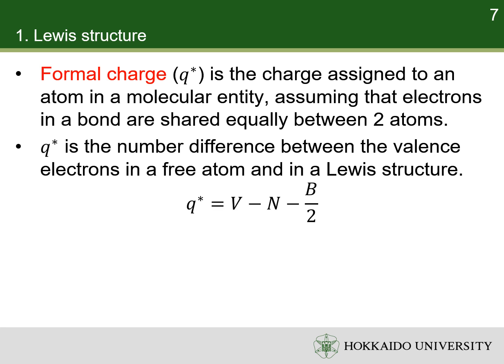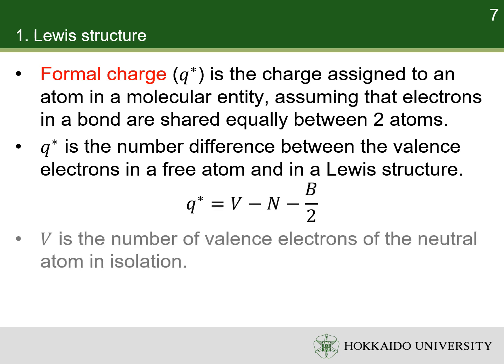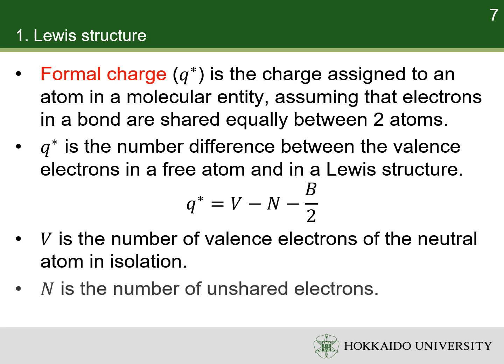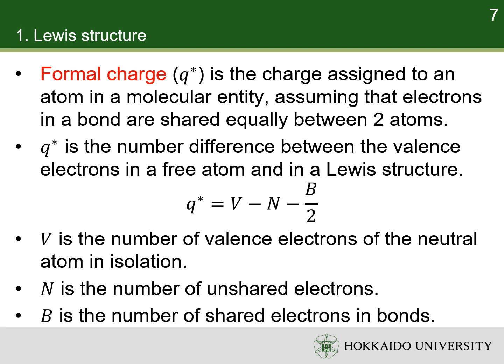The formal charge of any atom in a molecule can be calculated by the following equation, where V is the number of valence electrons of the neutral atom in isolation. N is the number of non-bonding valence electrons assigned to this atom in the Lewis structure. B is the total number of electrons shared in bonds with other atoms in the Lewis structure.